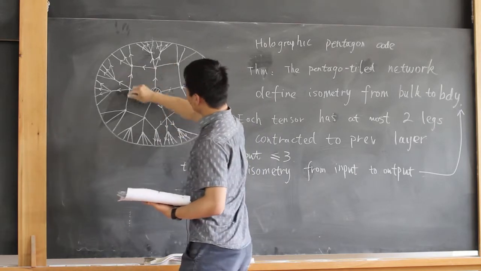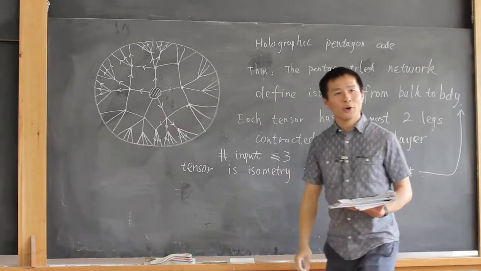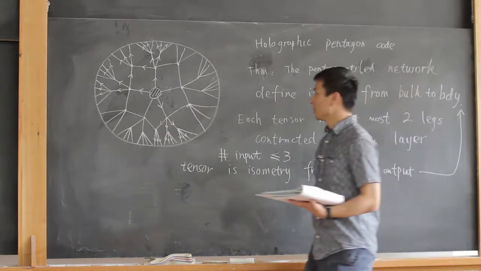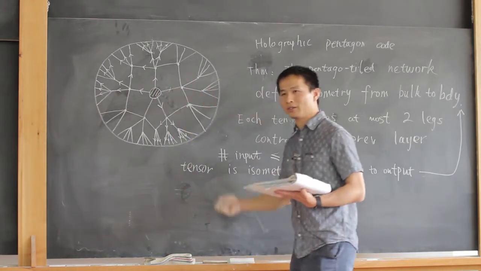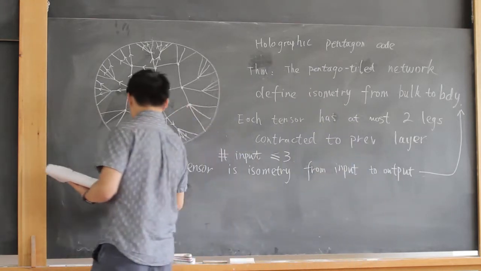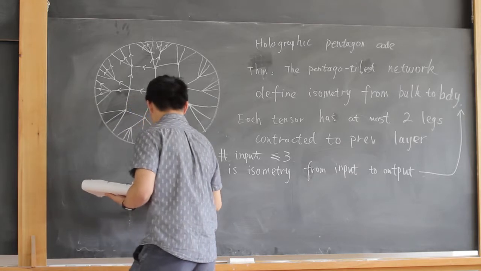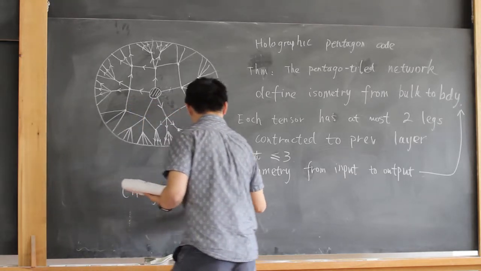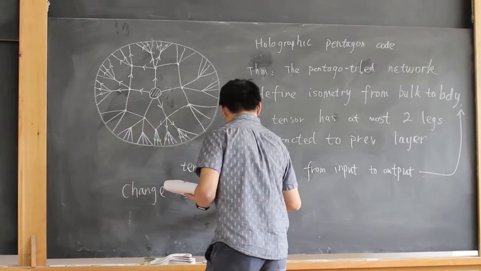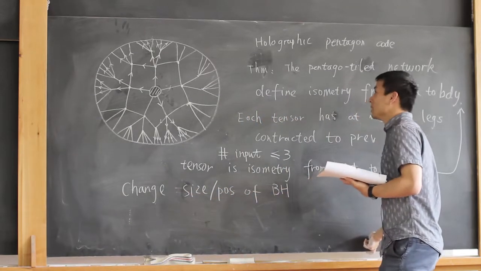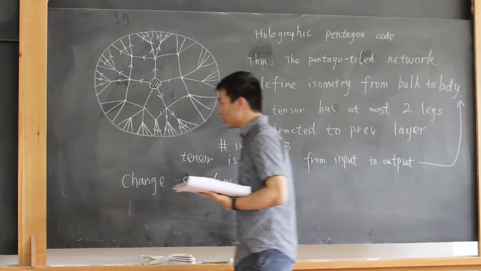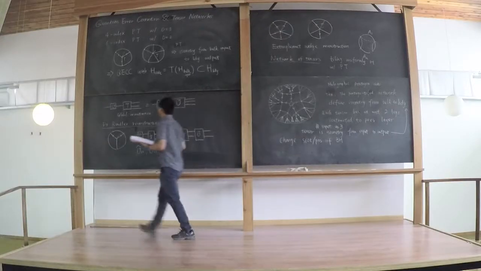We can even remove the 2nd or the 3rd layer. We can move the black holes a little bit to the side. It doesn't matter where it is located. So we can change the size and position of the black hole by doing this. And the whole point is that we can just remove part of the network, and that makes more states.